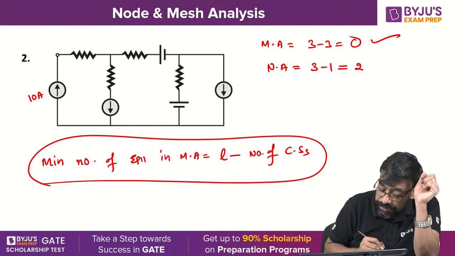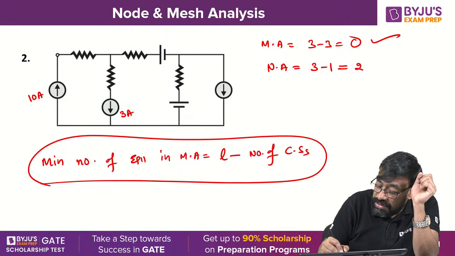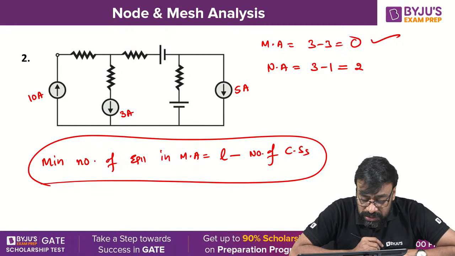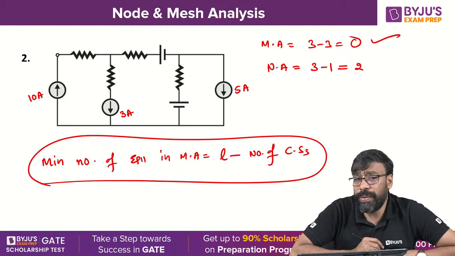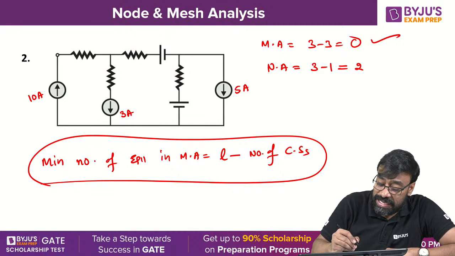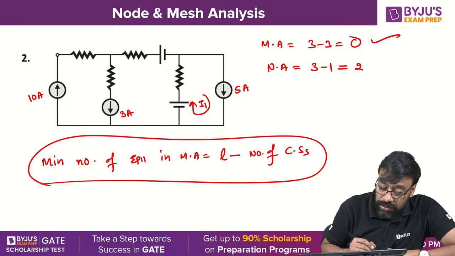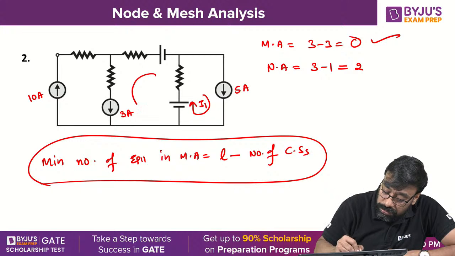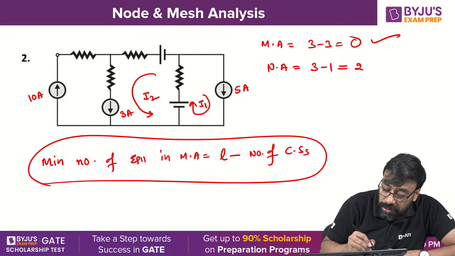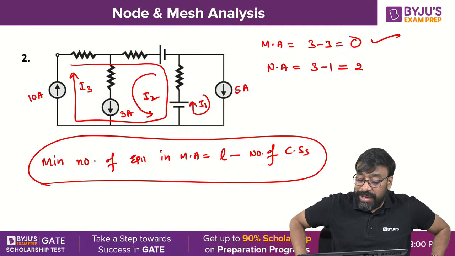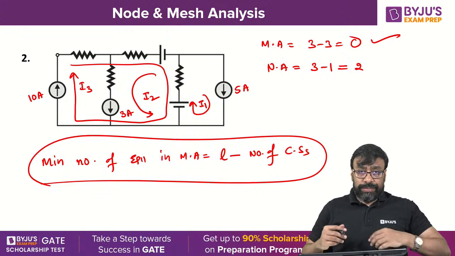Say this is 10 amperes. Say this is 3 amperes. Say this is 5 amperes. Look at this carefully. Suppose I select the loop currents something like this: I1, I2, and I3 like this. Following? Ravi Shankar, tell me now, what is the I1 value?